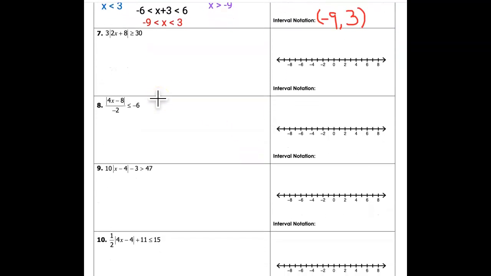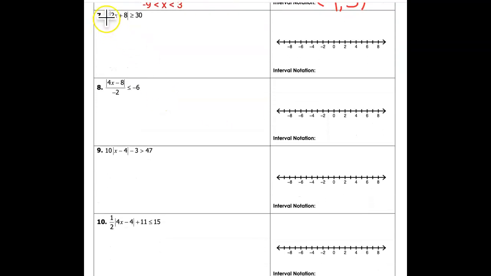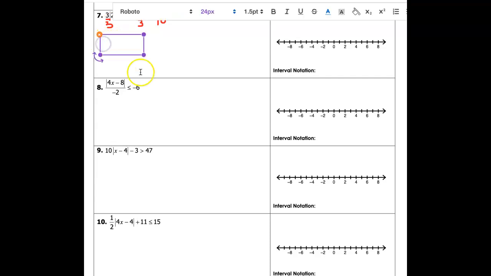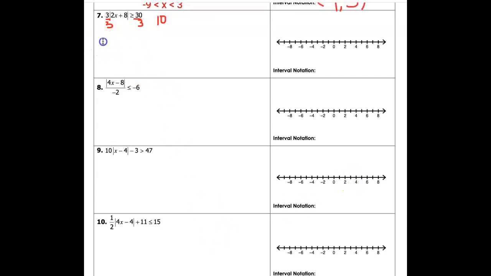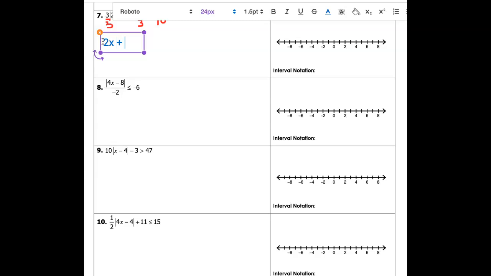All right, same idea with number 7. I can't do anything till we get rid of this 3. So we're going to start by dividing. And then 30 is not what we use to set up our two inequalities. We're going to use 10. So now when we set those up, leave my first one alone. So 2x plus 8 is greater than or equal to 10.